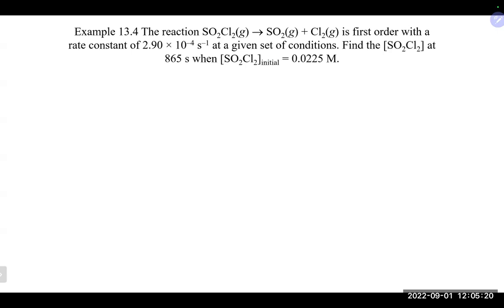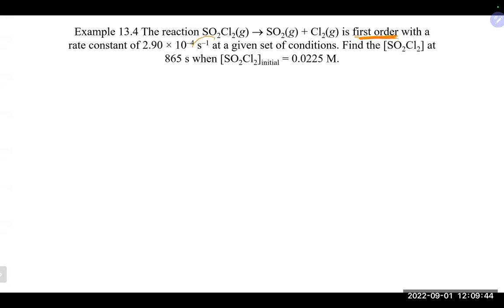The reaction of this guy's first order with a rate constant 2.9 times 10 to the minus 4. Find the concentration of SO2Cl2 at 865 seconds when we have an initial concentration of it of 0.0225. Let's take a few minutes there, see what you come up with. Okay, let's take a look, see how we're doing. So again, they were nice enough to tell us first order, but a lot of times they are not.